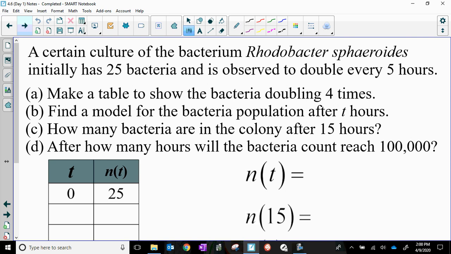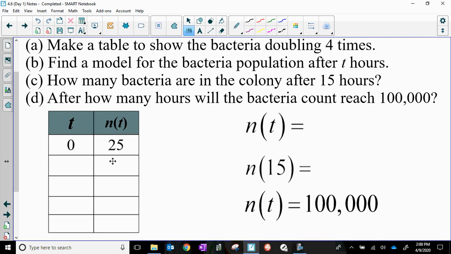So let's talk about a certain bacteria. Initially, you start off with 25. So in the table, we'll see that we have time 0, we have 25. Okay, and it is observed to double every 5 hours. So let's just make this table where it's going to double 4 times.